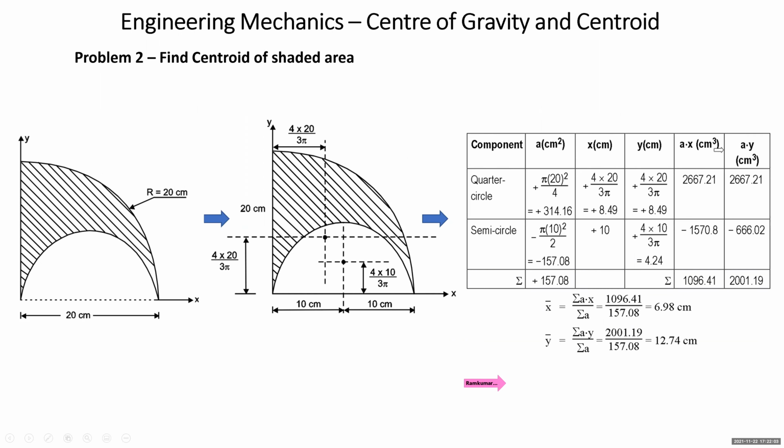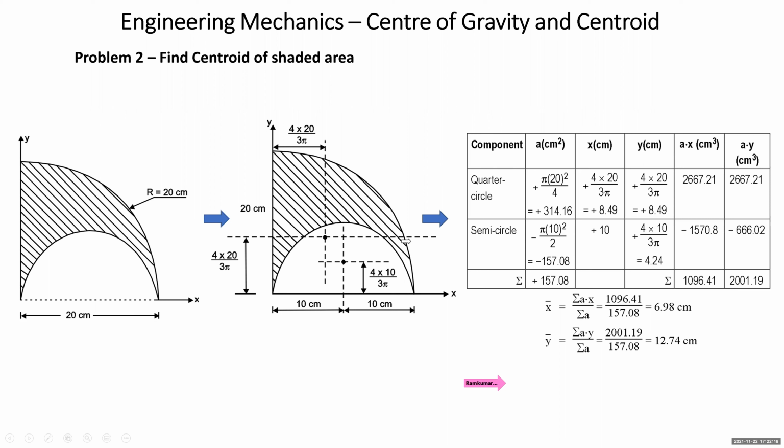You'll make a table with 6 columns: component, A, X, Y, AX, and AY. Of course, in the previous problem, units were in mm. Here units are in centimeters. So you'll write area in centimeter square, X centimeter, Y centimeter, AX centimeter cube, AY centimeter cube.